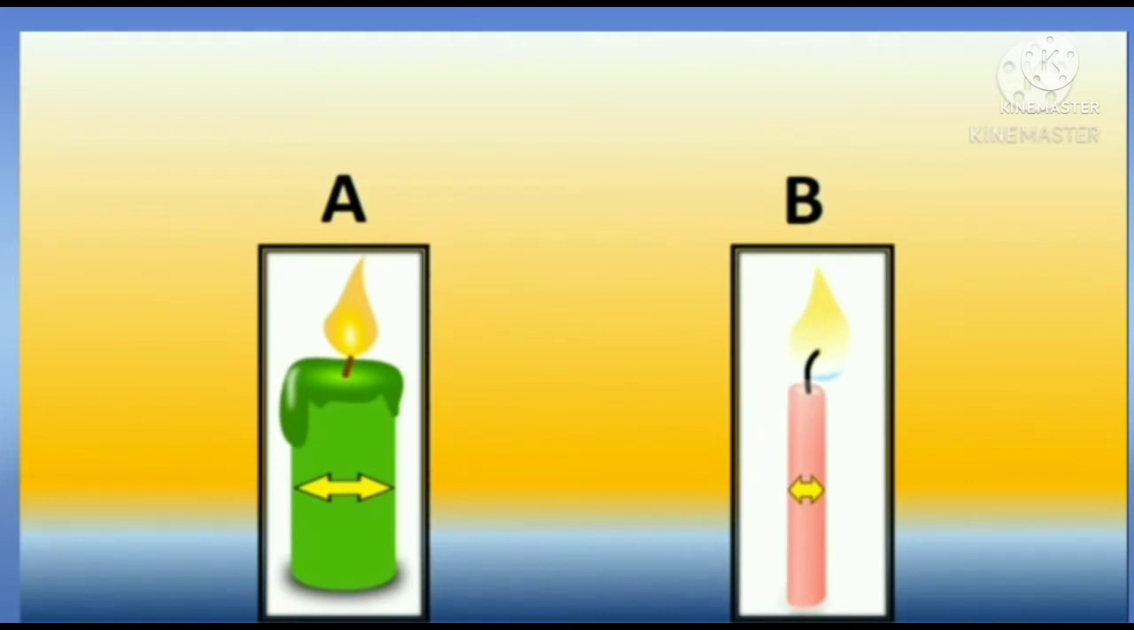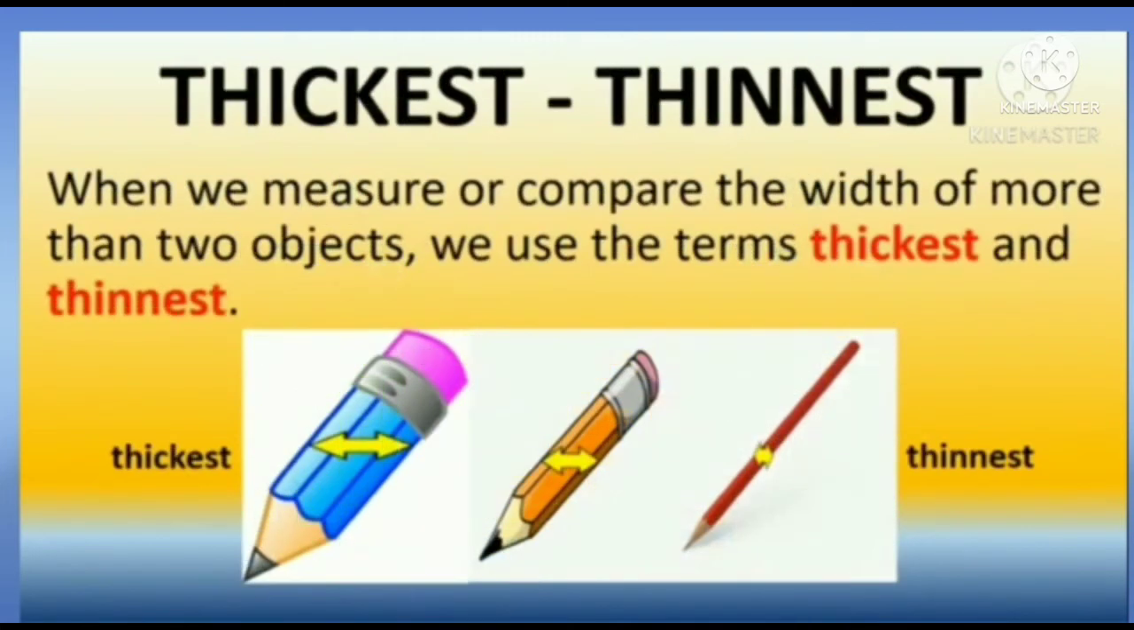Now look, the next topic is thickest and thinnest. Students, thickest and thinnest. When we measure or compare the width of more than two objects, we use the terms thickest and thinnest. Students, pay close attention to these yellow arrows on the screen. They will help us understand how to compare the width of three objects.